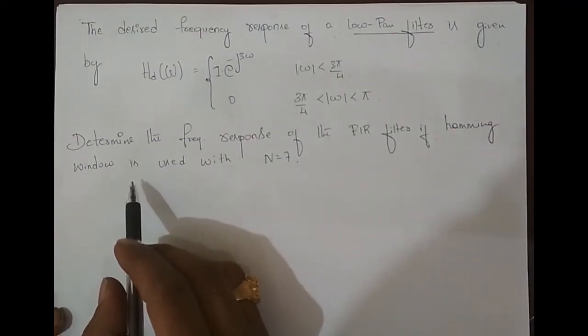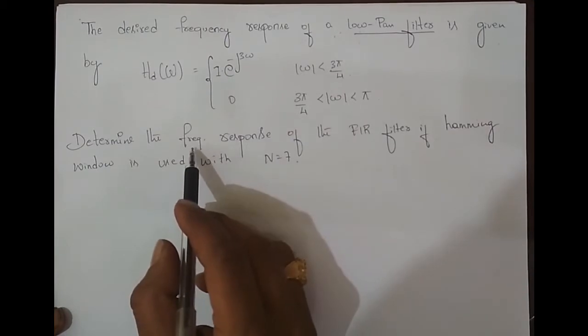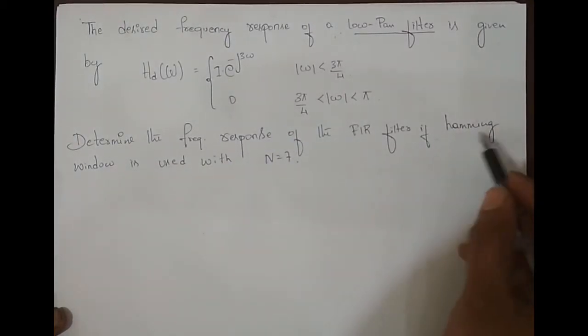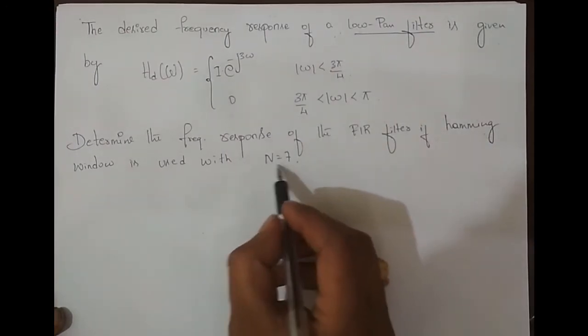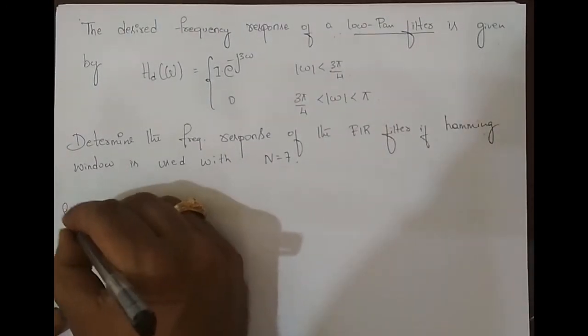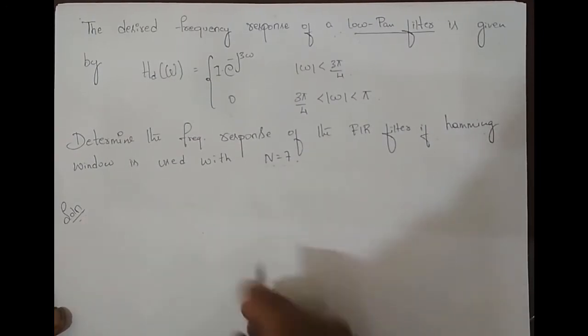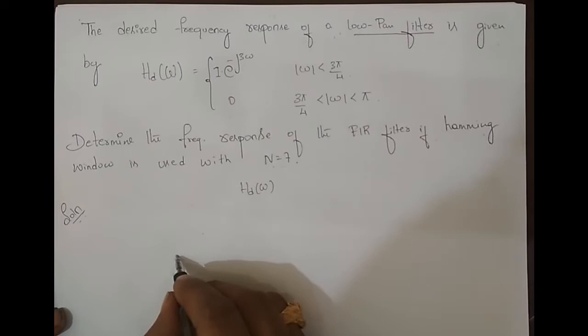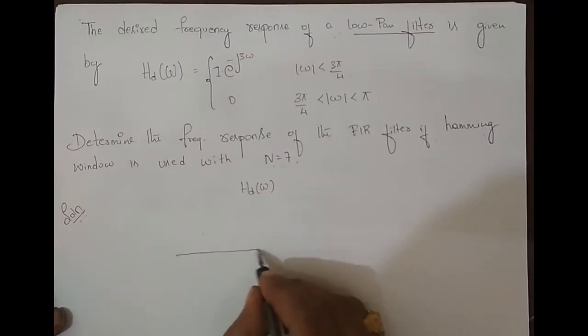What is it that I need to find? I need to find the frequency response H of omega, and I need to use a Hamming window. The length of the Hamming window is 7. So, solution: what is the first thing we need to do? We shall plot Hd of omega first, so we have a visualization of Hd of omega.